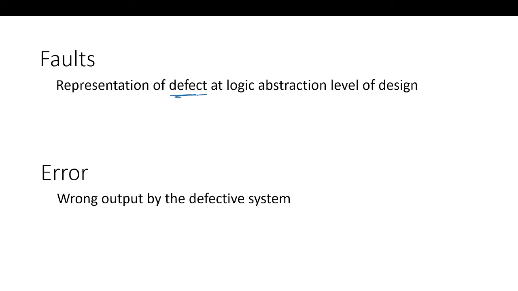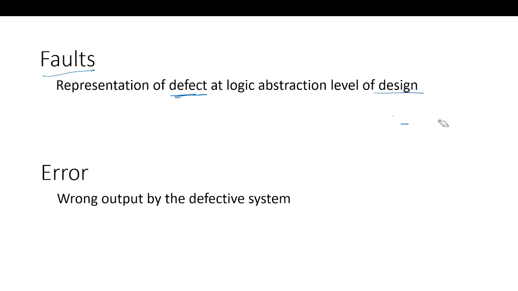Now, as we said, defects can be modeled as faults. The representation of a defect at the logic abstraction level of a design is a fault. Initially, if there is material between this line and this line, and now at the logic level these two are getting shorted, this is modeled as a fault.